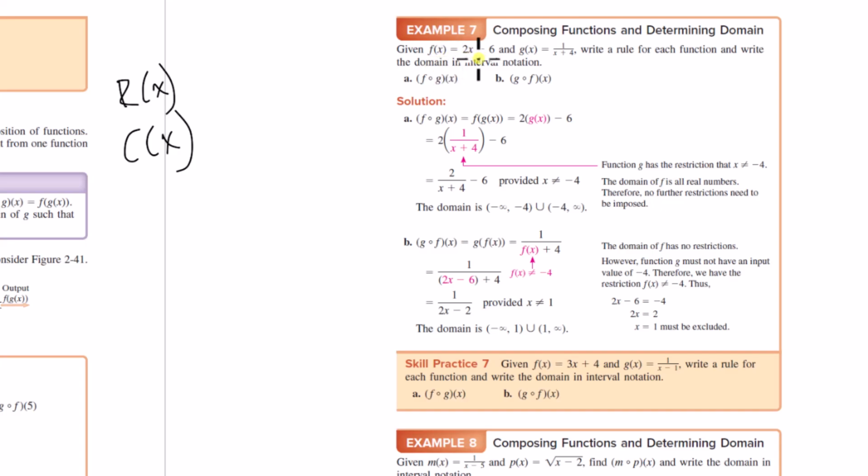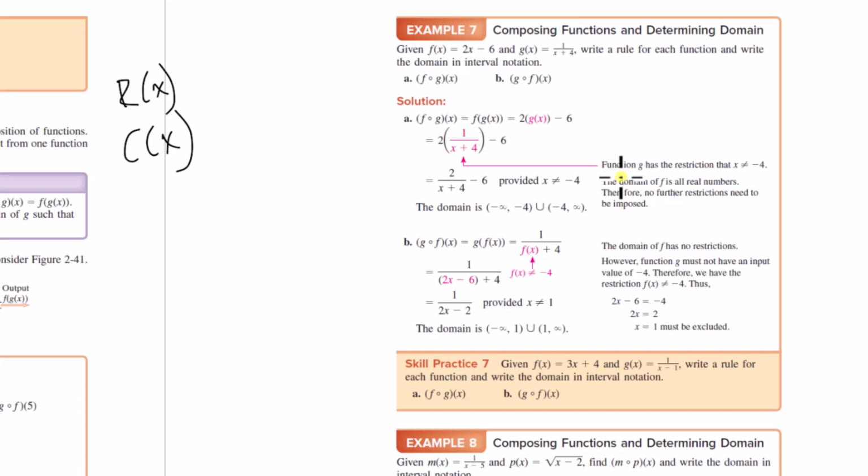So here's f of x, g of x. F of x is 2x minus 6. G of x is 1 over x plus 4. F of g of x is 2 times 1 over x plus 4 minus 6. You see how they did that? They replaced x with g of x. Simplify and you get this.